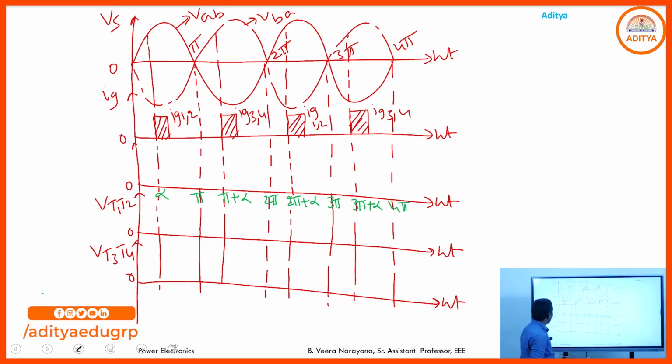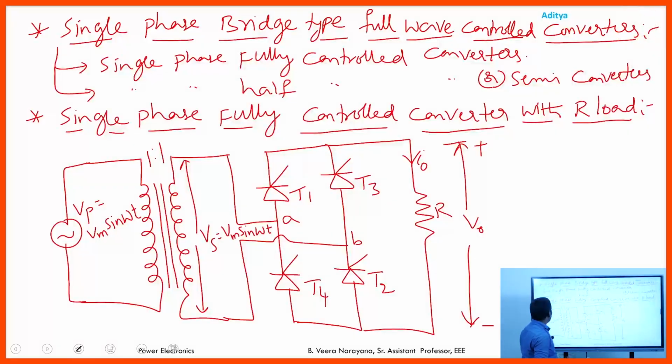Coming to the operation of bridge type fully controlled converter with R load. During the positive half cycle of the source, here the terminal A is positive and B is negative. Corresponding to that, T1 and T2 are in forward bias. T3 and T4 are in reverse bias.